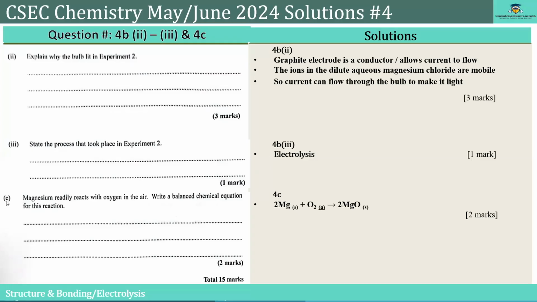Part C. Magnesium readily reacts with oxygen in air. Write a balanced chemical equation for this reaction. So we write magnesium plus oxygen to form magnesium oxide. You must ensure that the equation is balanced and the correct state symbols are placed in. This is the end of CSEC Chemistry, May-June 2024, question number 4.